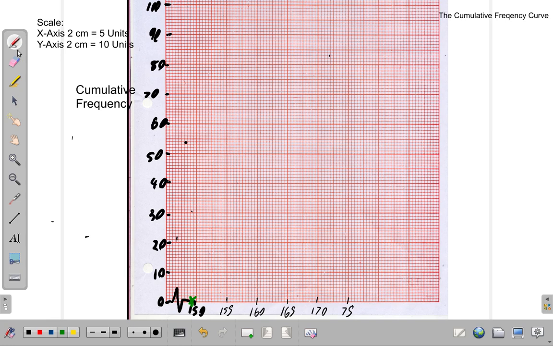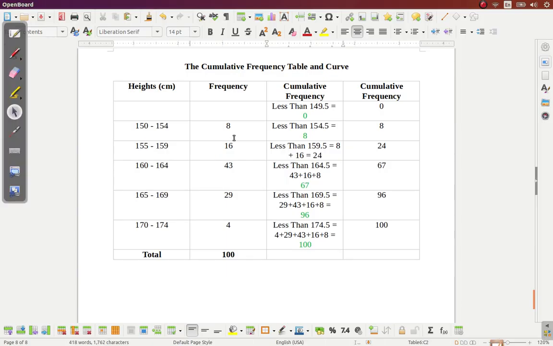Then you look back on the table and say how many were shorter than 154.5. It is 8. Remember, we're looking at shorter than 154.5.